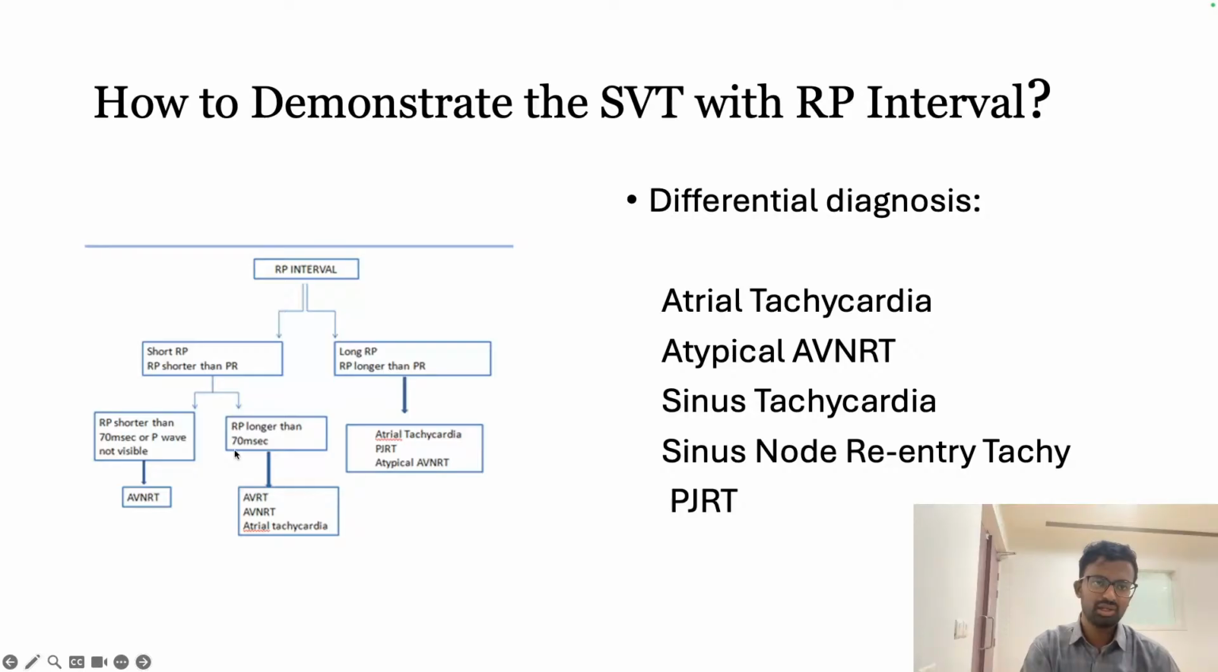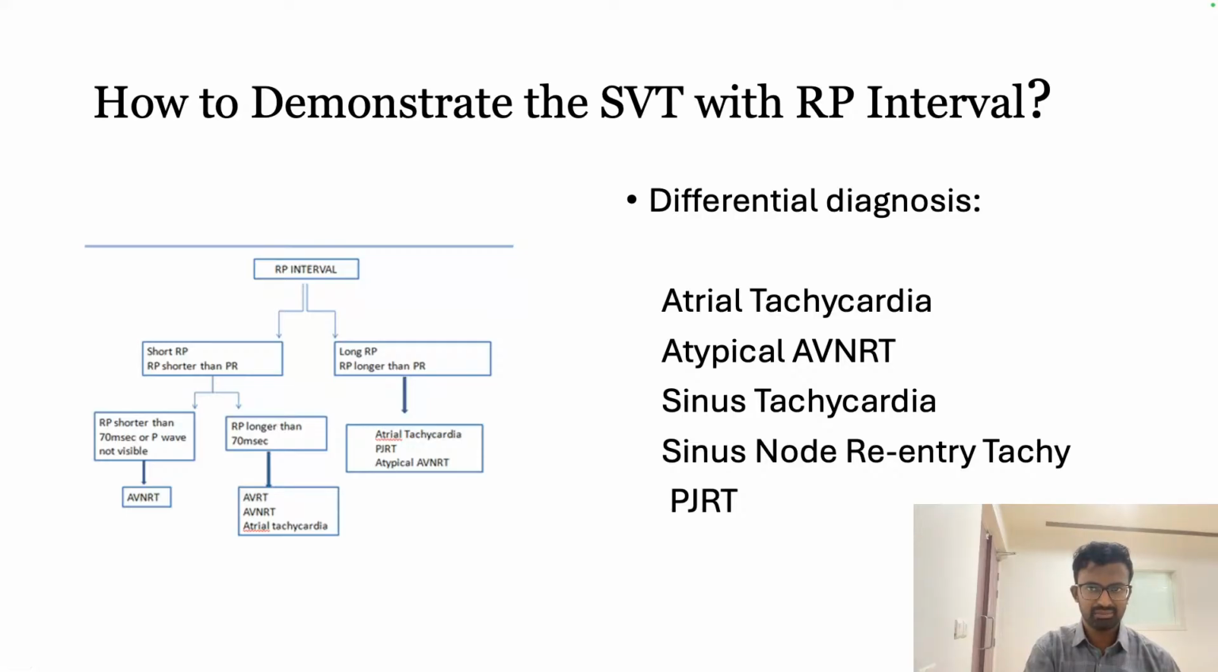An RP longer than 70 milliseconds has multiple differential diagnoses. One is atrial tachycardia, then atypical AVNRT, sinus tachycardia, sinus node re-entry tachycardia, inappropriate sinus tachycardia, and then PJRT. So these are the differential diagnoses of long RP tachycardia. We need to keep this in mind: when it is a long RP tachycardia, keep atypical AVNRT, atrial tachycardia, or sinus tachycardia in mind also.